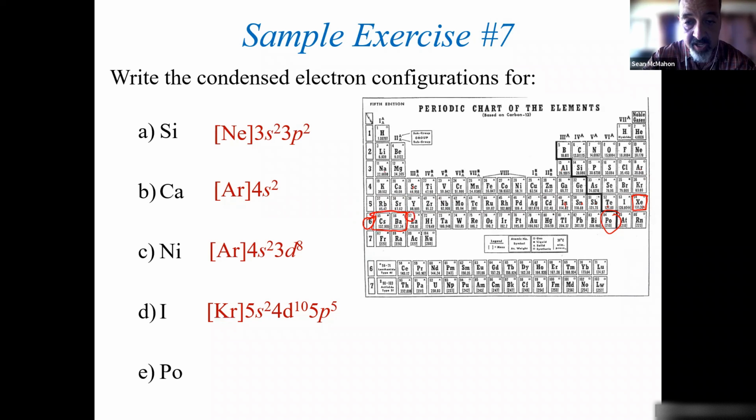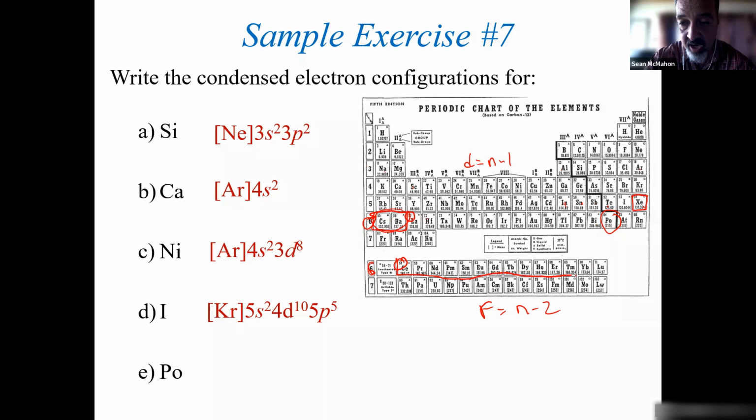6s2. But remember, if I look at the numbers, 57, 72, what happened? I dropped down, and they even tell you 6 right here. I drop down here, and now I start the F block. But remember, the D block is 1 behind the period. The F block is 2 behind the period. So to get to polonium, which is over here, I would go 6s2.